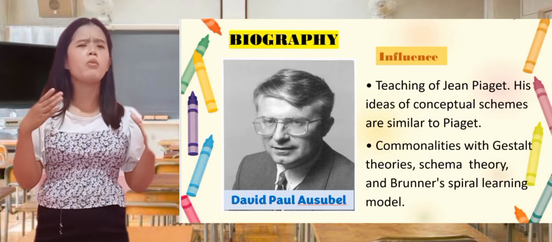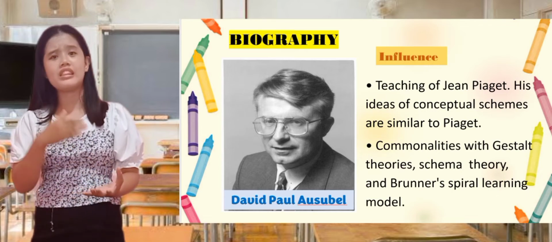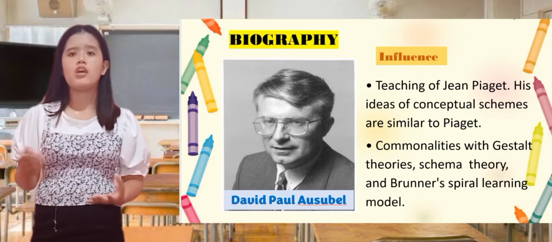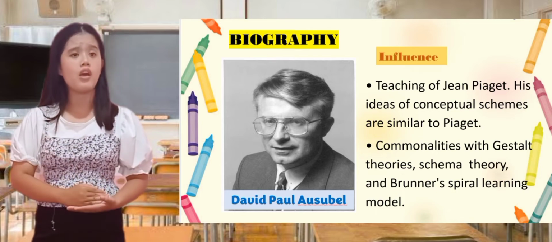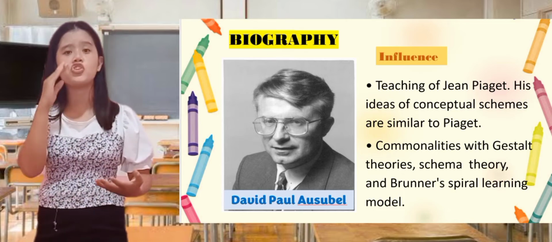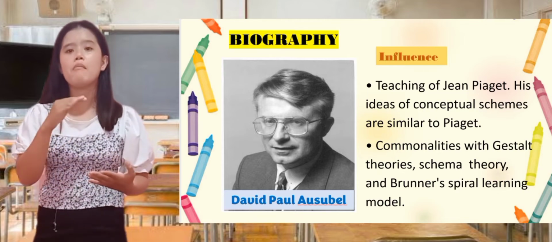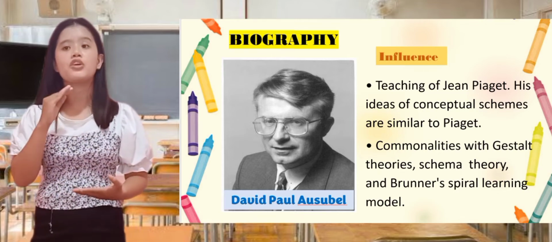Influence. Ausubel was influenced by the teachings of Jean Piaget. His ideas of conceptual schemes are similar to Piaget's. Also, there are commonalities with Gestalt theories, schema theory, and Bruner's spiral learning model.